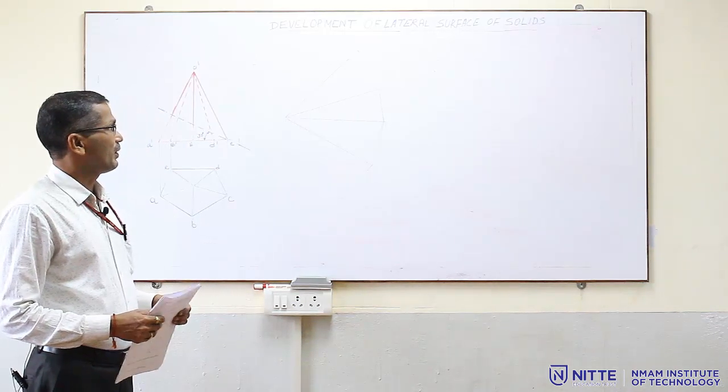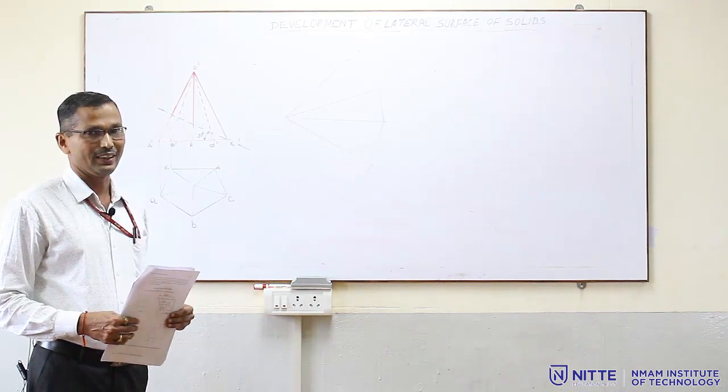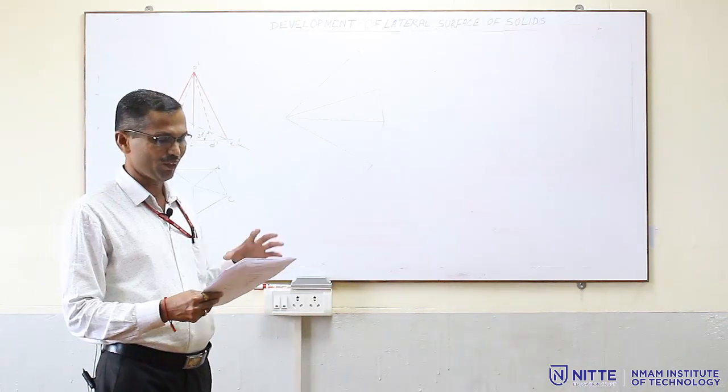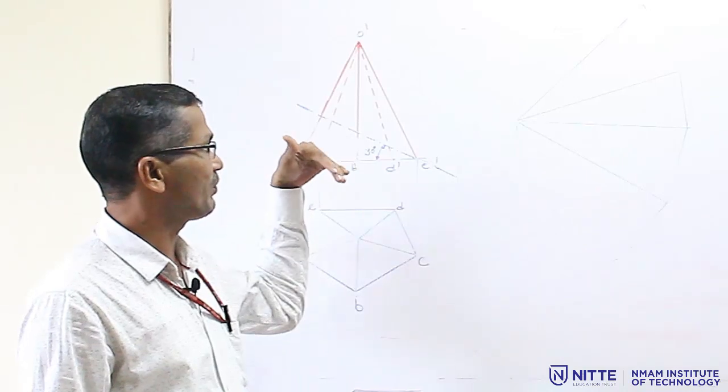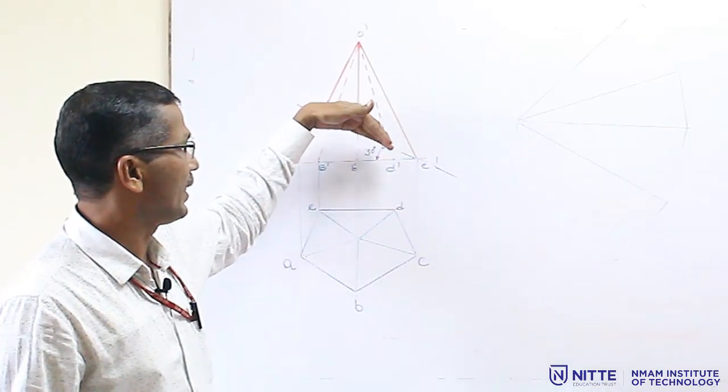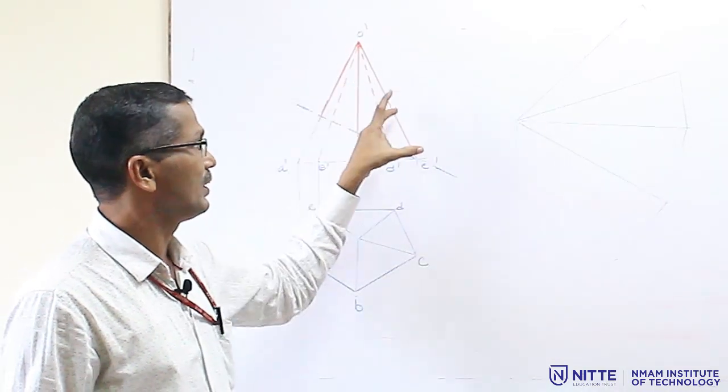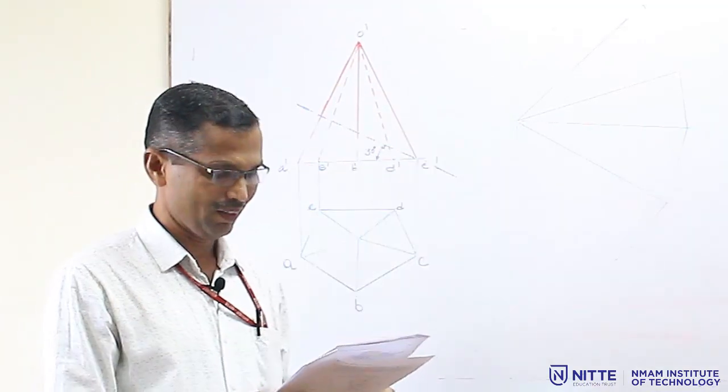Actually, in development we go for sections instead of making the development of the complete solid. So, we go for the section. Section means a part of that solid is cut and removed. For the remaining part of the solid, we have to make the development.